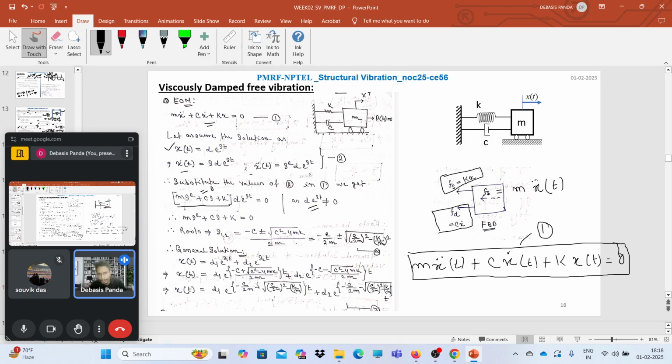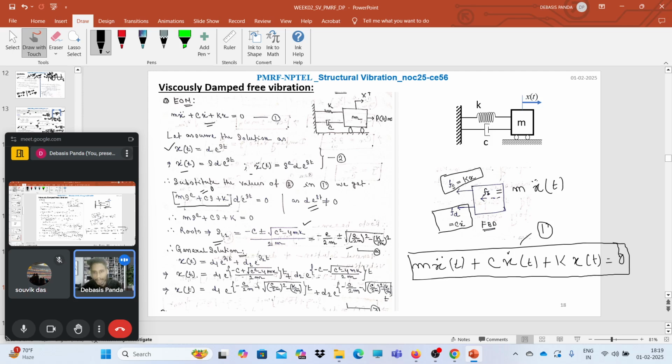If we simplify it, we will find the roots as minus c plus minus root over c square minus 4 m k, divided by twice m, from the Sridharacharya root formula. Now if I simplify this a little bit, I will get minus c by twice m plus minus square root of (c by twice m) square minus k by m. Now, this is my equation of motion.